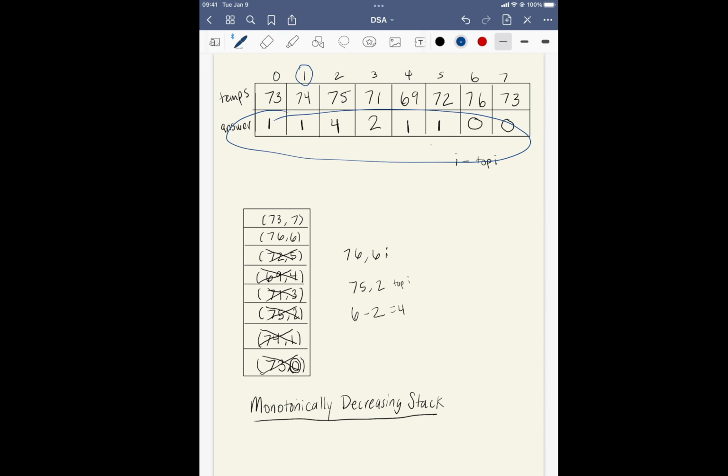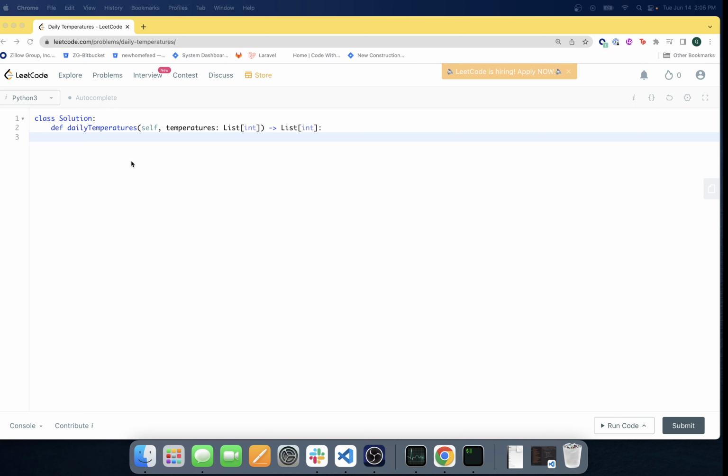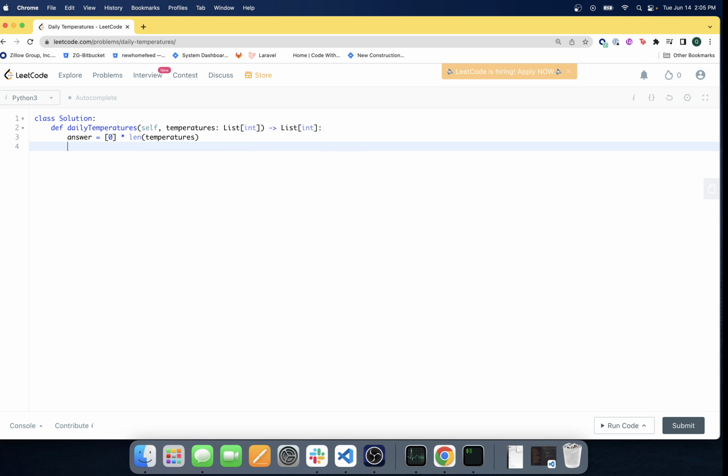So let's see it coded up. The first thing that we're going to need is our answer array, which is going to be initialized as an array with the same length as our temperatures, with zeros to start off. And then we're going to have our stack, which is going to be an empty list. We can use our Python list for a stack because we're just going to be pushing and popping.